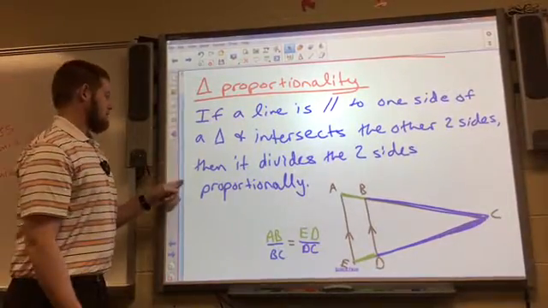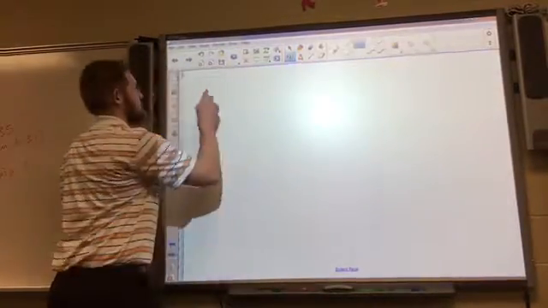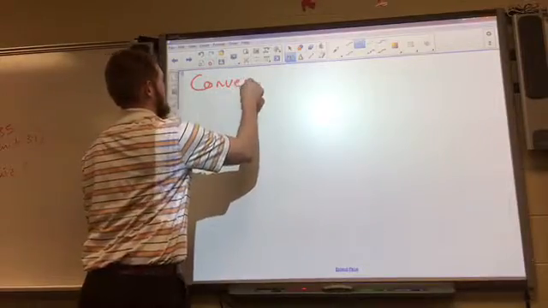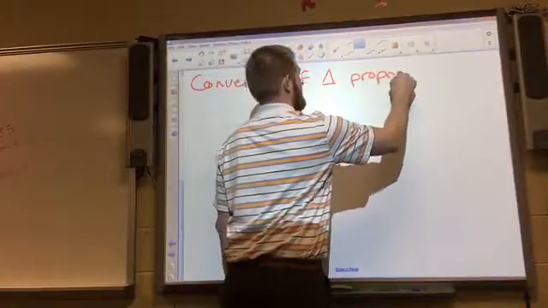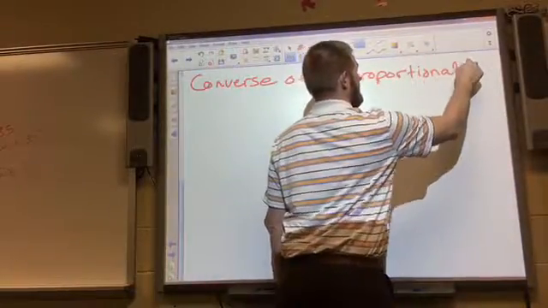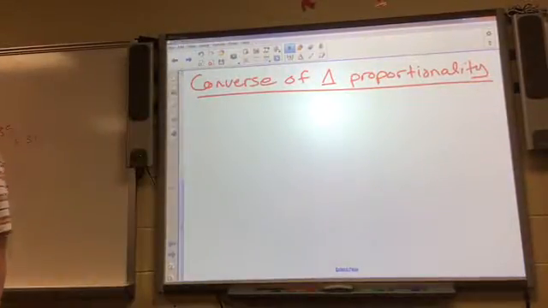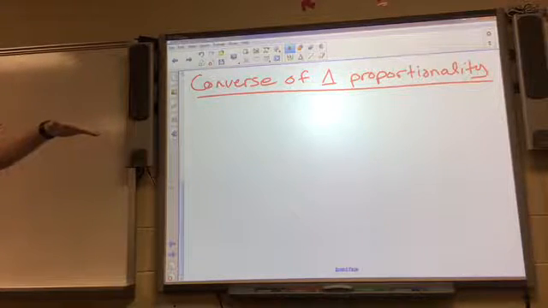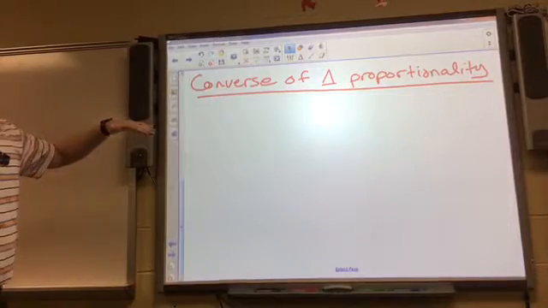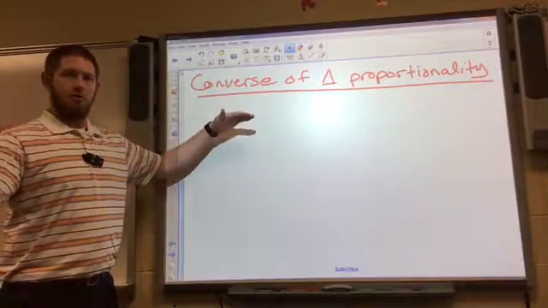We're going to go through these theorems as quickly as possible because they're not super difficult. The second one is the converse of that. So it's the converse of triangle proportionality. The last one said if the lines were parallel, then we could set up that proportion, right? So the converse is going to say what? If that proportion is true, then the lines are parallel.